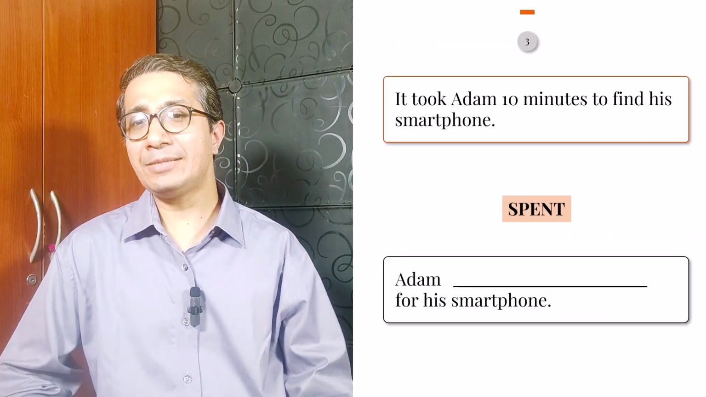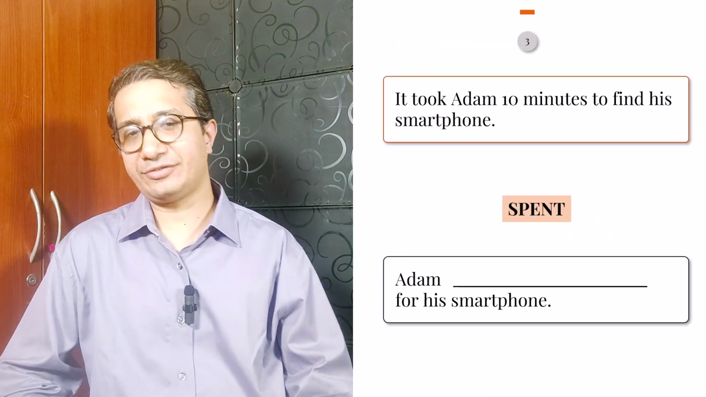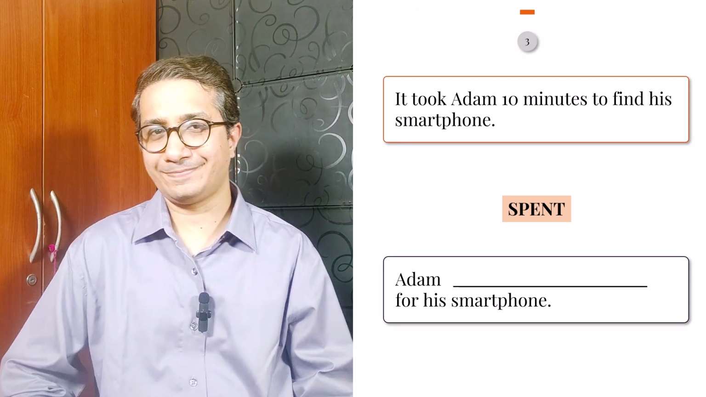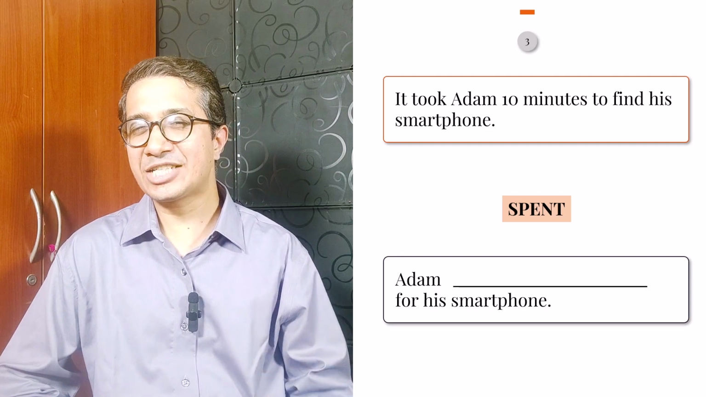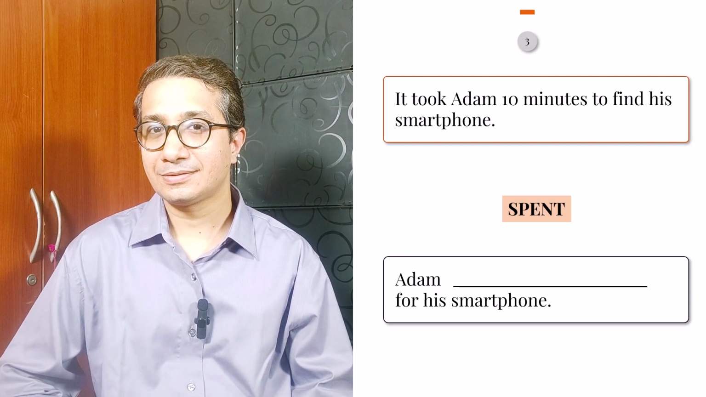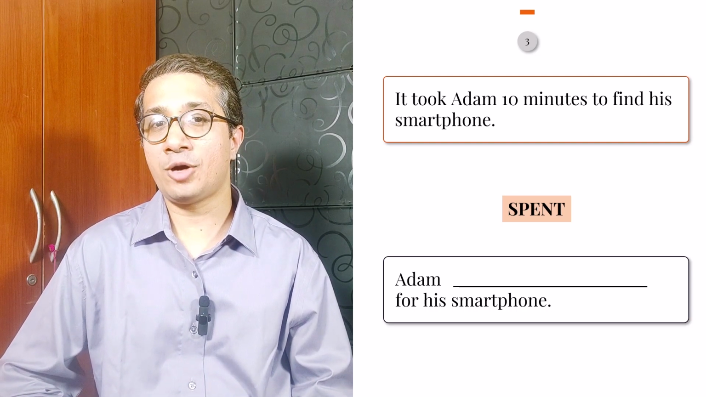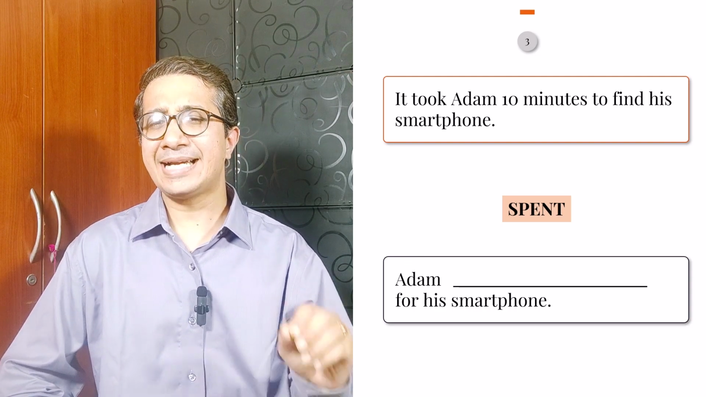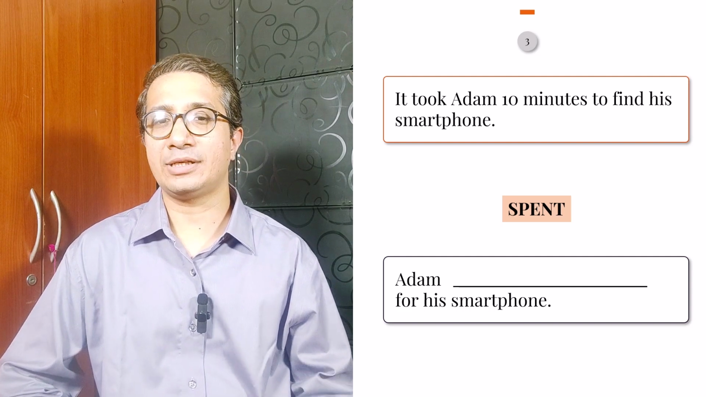Number 3. It took Adam 10 minutes to find his smartphone. The keyword is spent. It's the past form of spend. Okay. And the sentence, Adam for his smartphone.